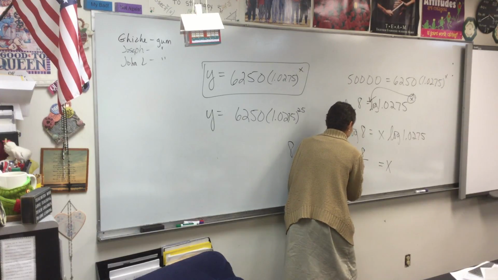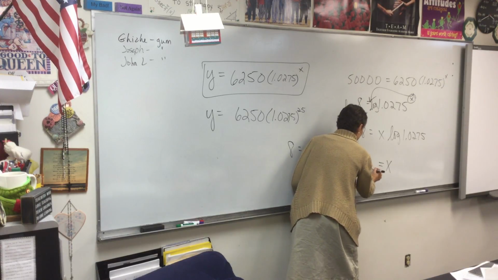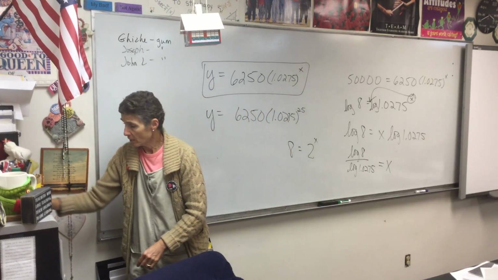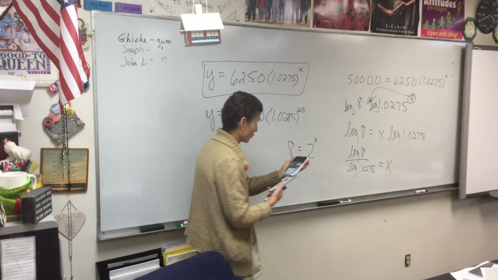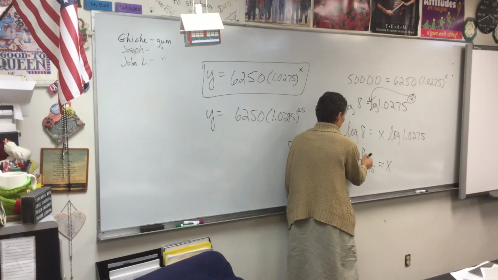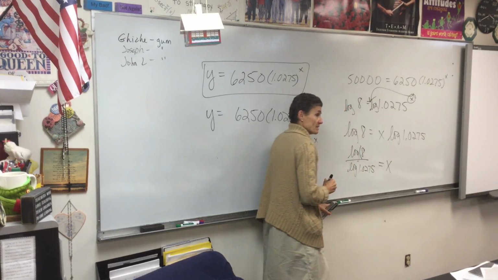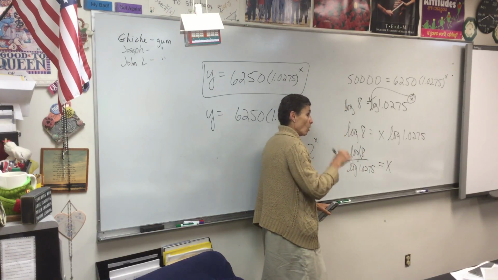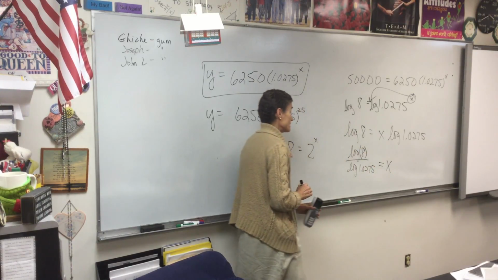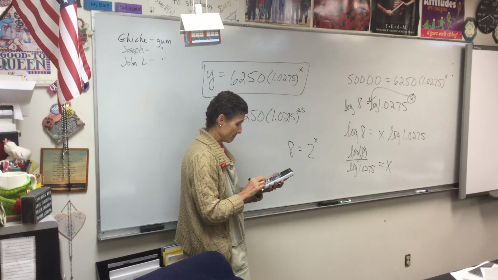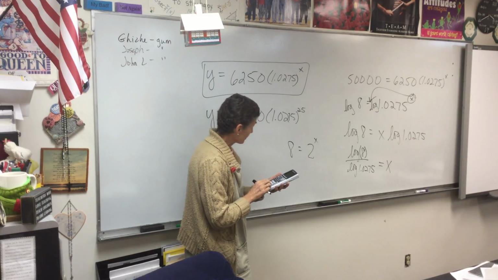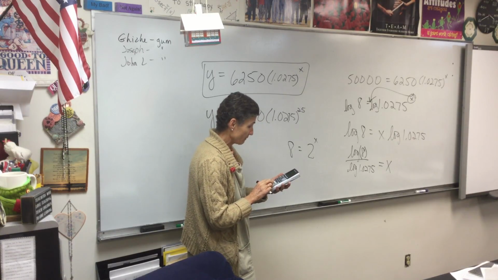Do you see that? Now, one word of caution, if you haven't typed in logarithms in a while, most of your calculators, when you type log, are automatically going to put a parentheses there. I mean, it'll come up log parentheses. After you put the 8 in, close those parentheses before you do divided by. So log 8 divided by log 1.0275.